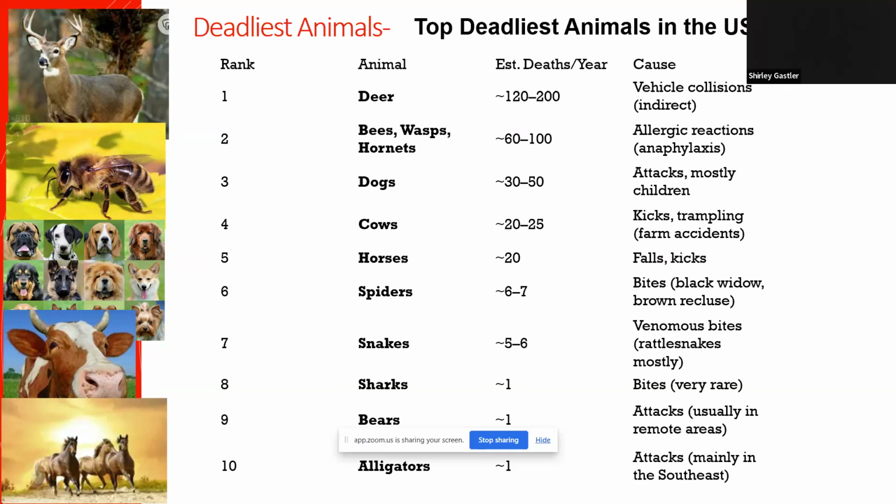Then you get into some of your farm animals, cows, a lot of times from trampling, kicks, falls, that kind of stuff from horses.